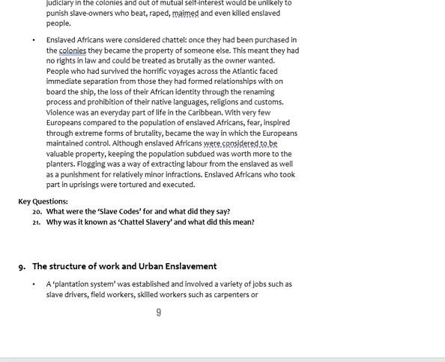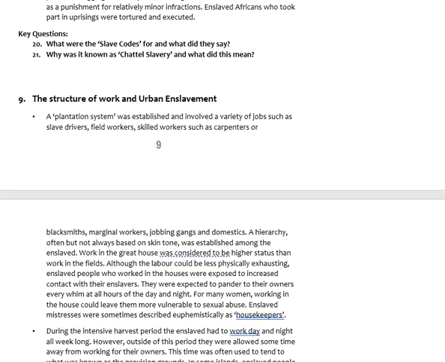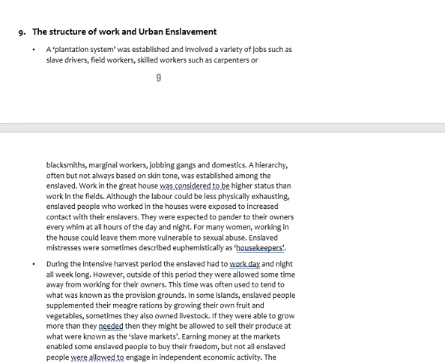Conditions on the plantations were poor. Obviously, we've got the slave codes. They were horrific, and the slave codes set out what rights the slave owners had over their quote-unquote chattel, their property, those people that they enslaved. And it was known as chattel because, as we said, you had a right, almost like you had the right over animals, and the horrific nature of that and everything that entailed in terms of the treatment and abuse.